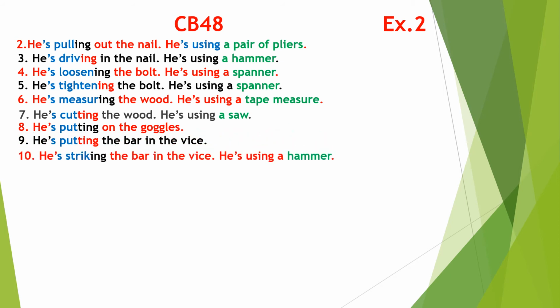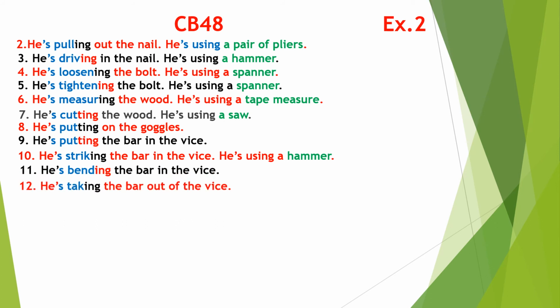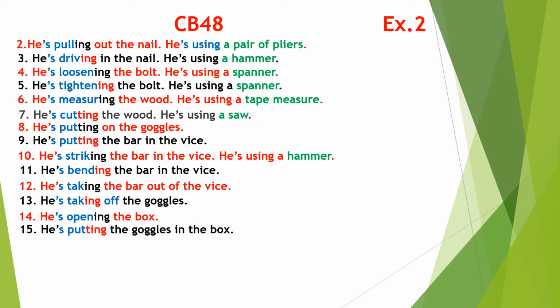But in number 10, he's striking the bar in the vise. He's using a hammer. 11, he's bending the bar in the vise. 12, he's taking the bar out of the vise. 13, he's taking off the goggles. 14, he's opening the box. 15, he's putting the goggles in the box. And finally, 16, he is closing the box.